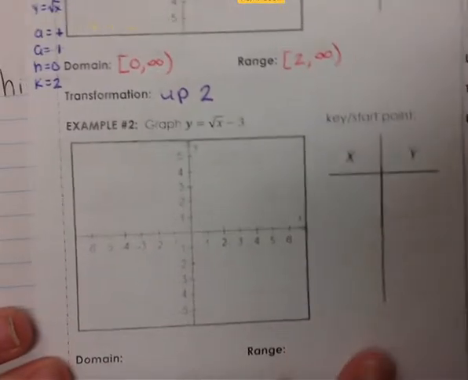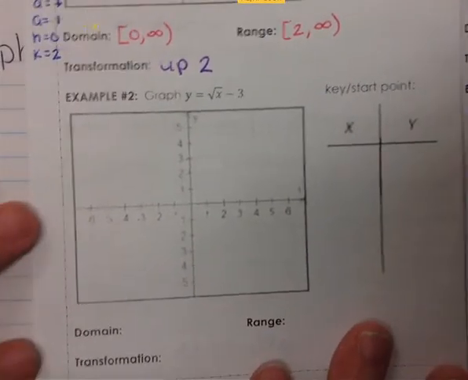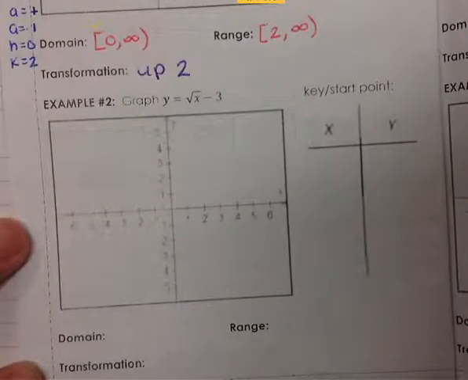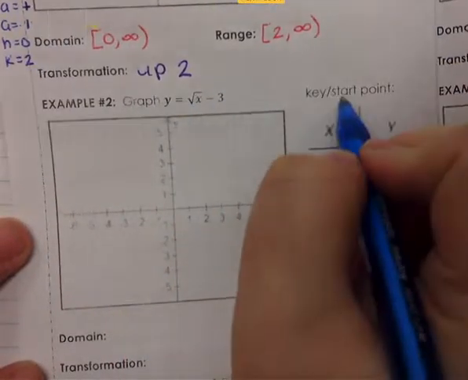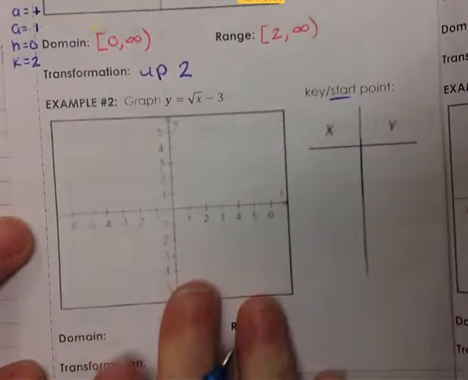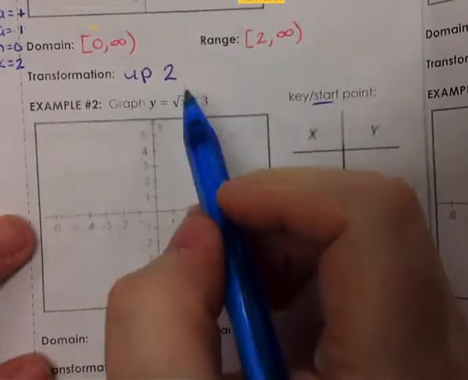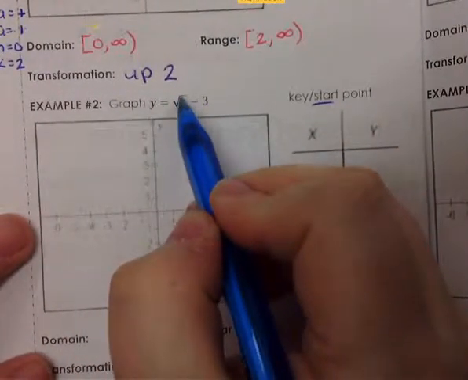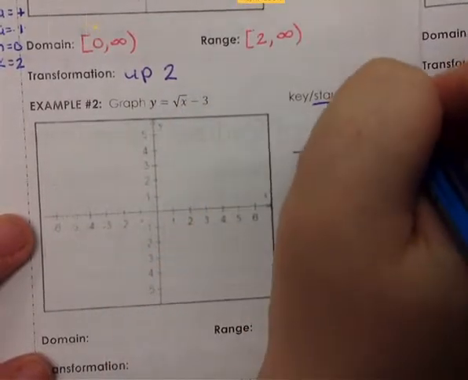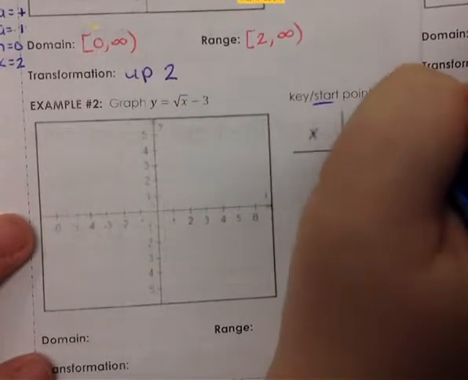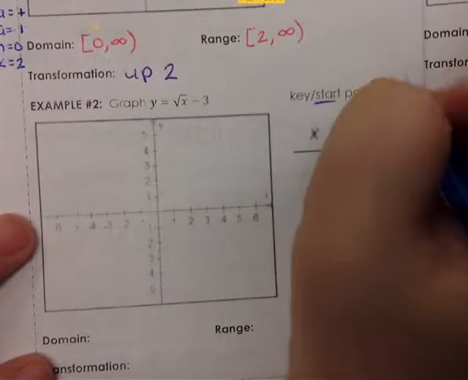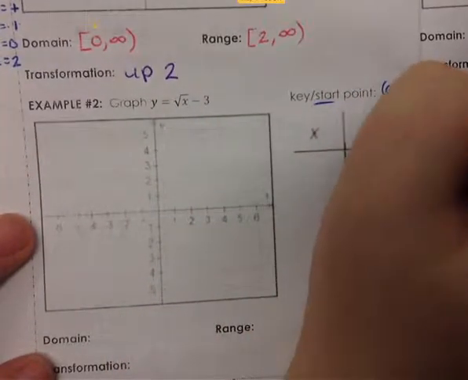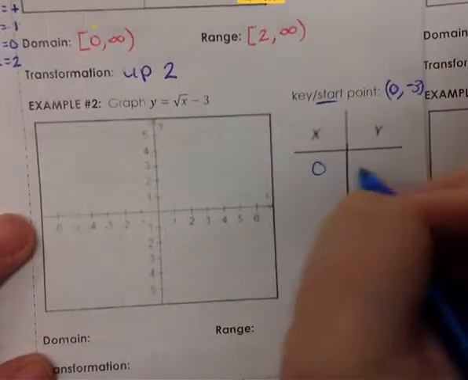In example 2, we're going to graph y equals the square root of x minus 3. Again, let's find our key point or start point. Since it is a square root, this will be a start point. Our start point is what makes the inside of the square root 0. That's our h value, which is 0, comma, and then our k value outside of it is negative 3. So we'll put 0, negative 3.